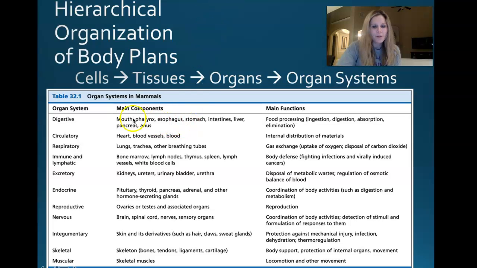these are all of the organ systems. You most likely already know most of these just because you have them, and you've probably learned them in other science classes. Digestive, circulatory, respiratory, immune, we've already talked about that.